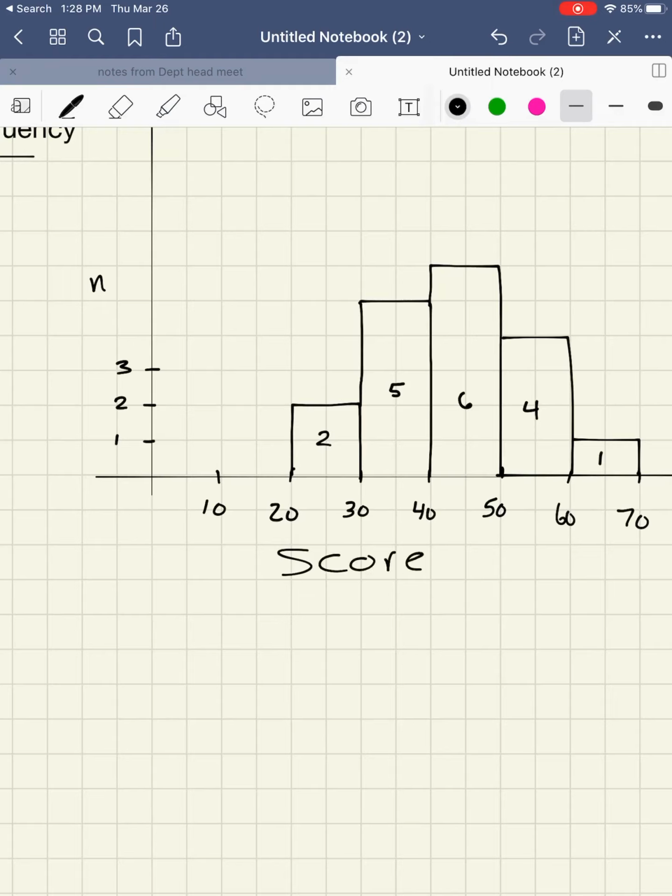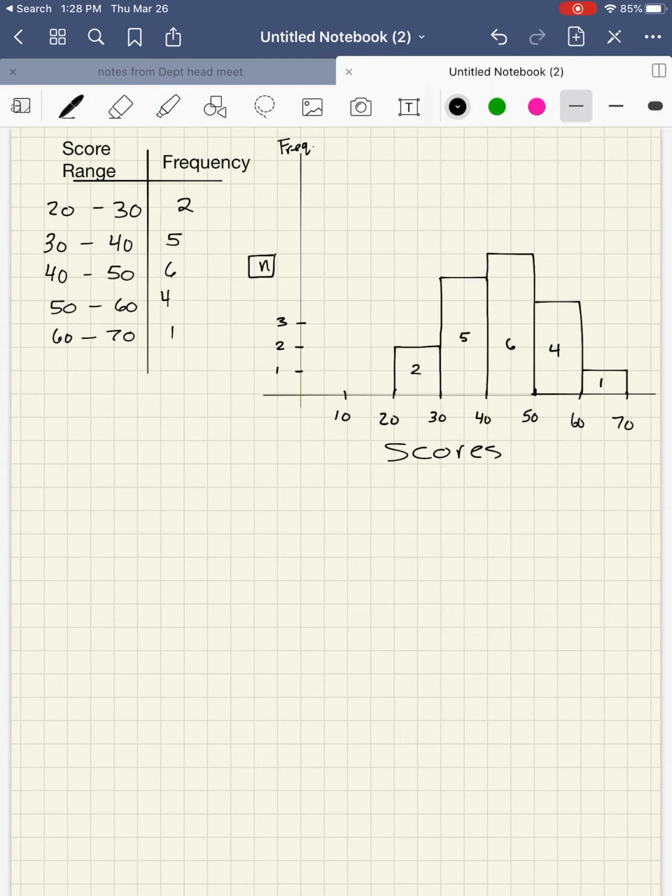I'm going to just label this a little bit better to make it nicer: n being frequency, or the number of occurrences, and score. So there is our frequency table and the corresponding histogram that would go with it.